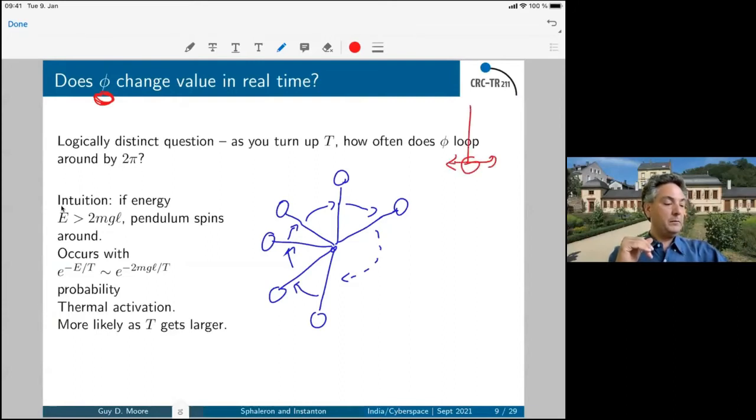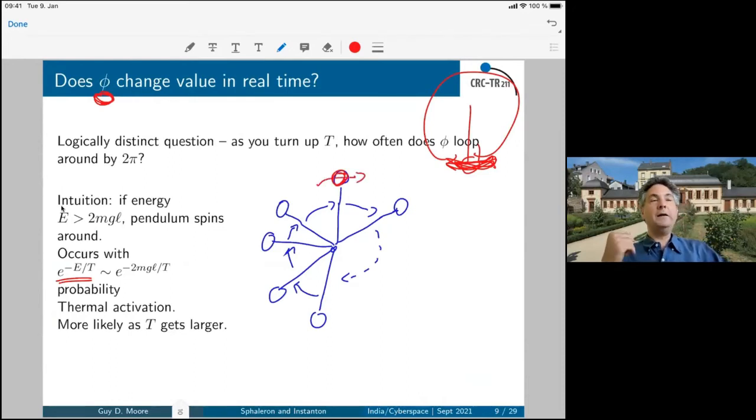Maybe it bounces back and forth a little bit, but it's almost never going to shoot over the top. In fact, it can only do so by very rare tunneling processes. But as I crank up the temperature, then sometimes it should just fly over the top. There's a suppressed but finite chance, Boltzmann suppressed, that it has enough energy to just be sitting here on the top.